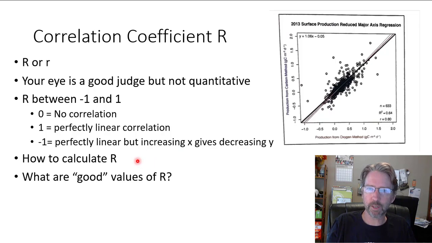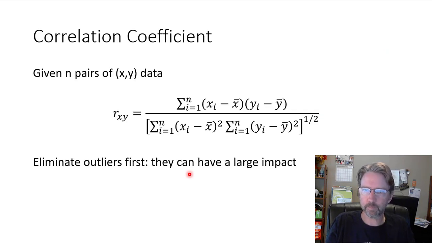So the questions are, how do we calculate R? Sounds very useful. And what do we call good values? We know 1 and -1 would be good, but what if you get 0.6? Is that good? So those are the questions we need to answer. So here's the equation for the correlation coefficient. We get n pairs of xy data, and we can calculate rxy using this.